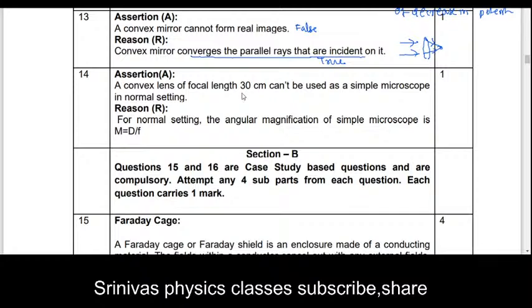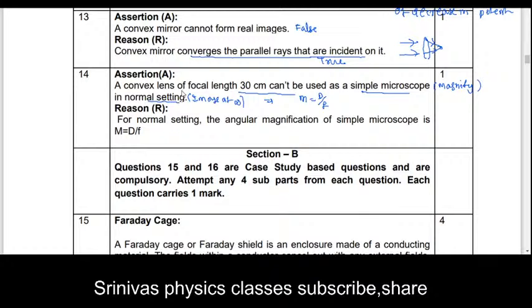Convex lens of focal length 30 centimeters cannot be used as a simple microscope in normal adjustment. Normal adjustment means the image forms at infinity. In this case, the magnification formula is D by f for the simple microscope. What is the use of the simple microscope? It magnifies, meaning it increases the size of the object. But what is happening here?